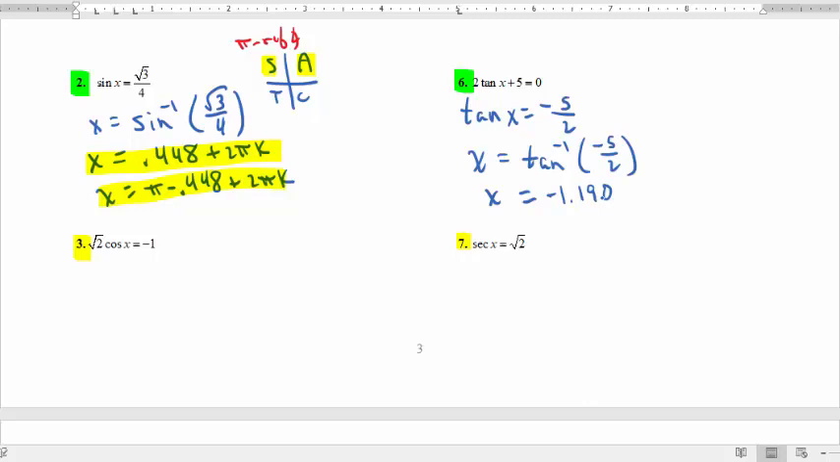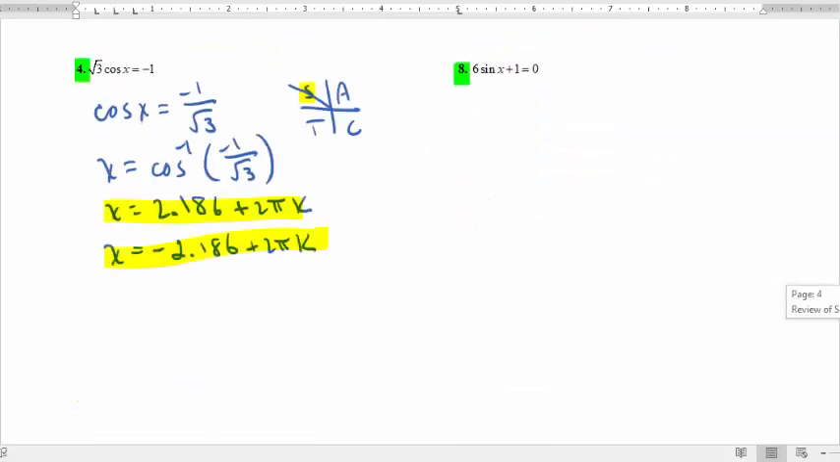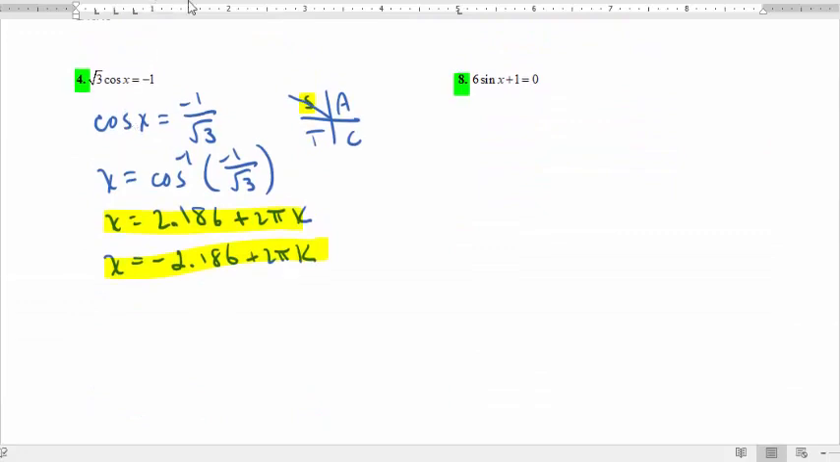But again, remember what we had said previously about tangent. Tangent, once we have one value, we're really done because of the fact that this has a period of pi and not 2 pi. So negative 1.190 plus pi k is going to be our general solution. All right, so just remember with tangent, once you have one solution, you're really done. And you're just going to add pi k to that because of the fact that it has a period of pi and not 2 pi. So there's number 6.